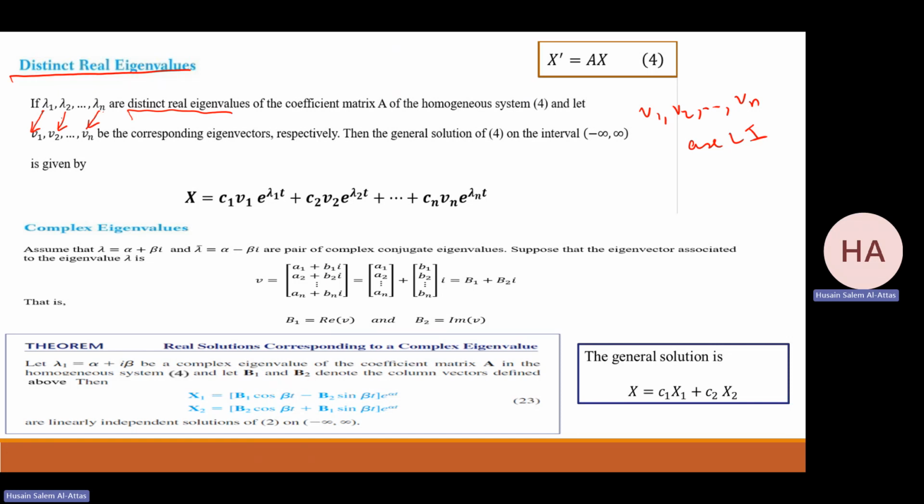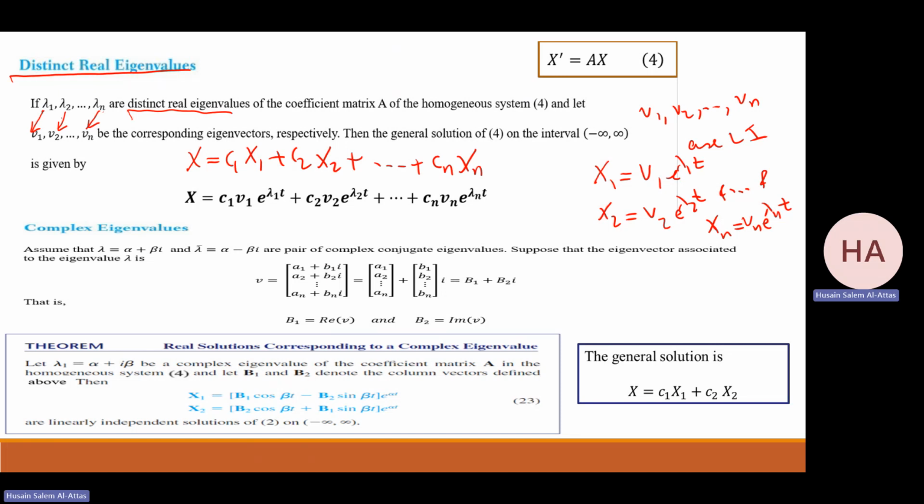So I get what? I get the solution x1 equals v1 e^(lambda 1 t), x2 equals v2 e^(lambda 2 t), and so on, until I get xn equals vn e^(lambda n t). So my general solution will be X equals c1 x1 plus c2 x2 plus cn xn, where this is x1, this is x2, this is xn. So we get the solutions.